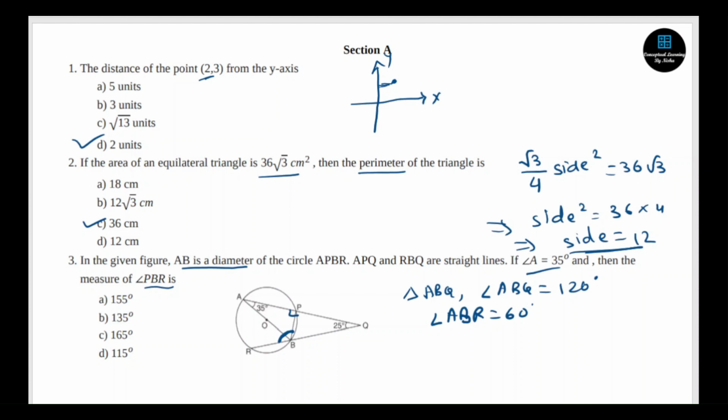Alright. Now in triangle APB, see, this is 90 degrees, this is 90 degrees, this is 35 degrees. So I can find angle PBA, which is equal to 55 degrees, right? You have to write, see, here no need to show the steps, so you can simply find this. And now I want to find angle PBR. So angle PBR equals what? Yes, sum of these two, which is 115 degrees. So the last option is the correct option, right?